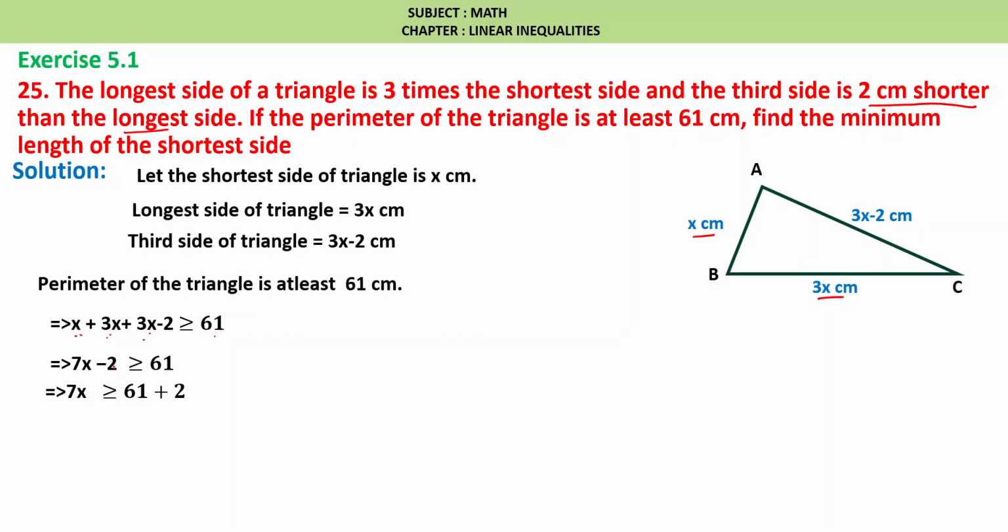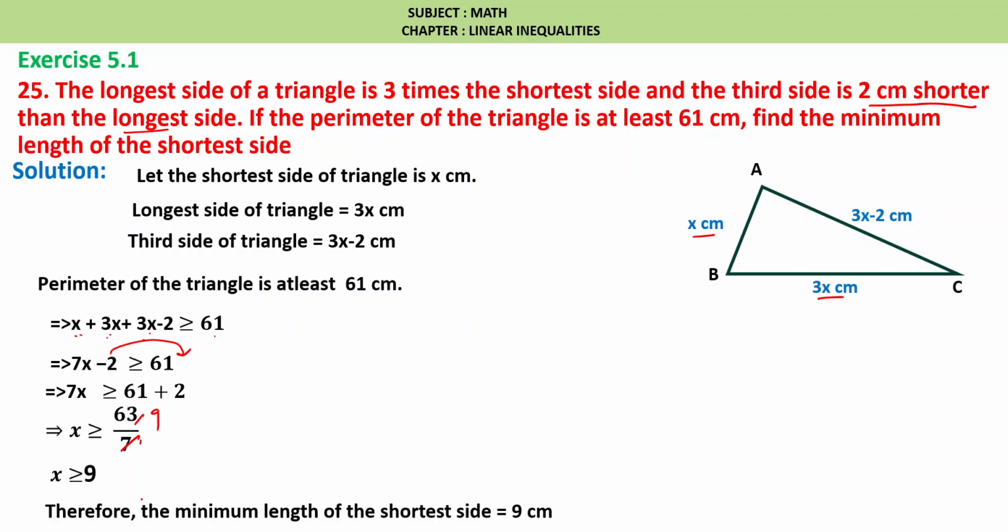7x is greater than or equal to 61 plus 2, because minus 2 upon transposing to the right hand side will become plus 2. Therefore 7x is greater than or equal to 63, which implies x is greater than or equal to 63 divided by 7. That is, 7 nines are 63. So x is greater than or equal to 9. Therefore the minimum length of the shortest side should be 9 centimeters.